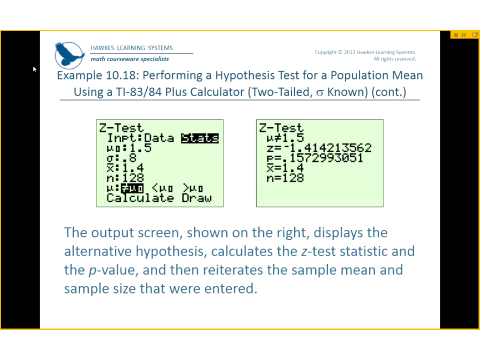Then we scroll to Calculate, hit Enter, and then hit Enter again. I'm sorry, hit Enter once. Sorry about that. Because it's going to bring up the z-test results.